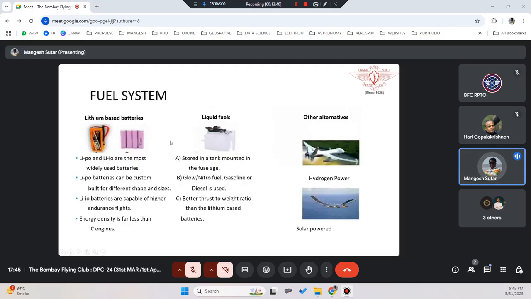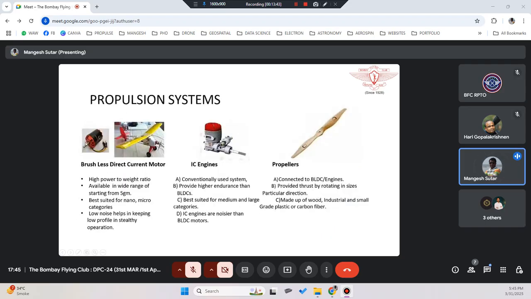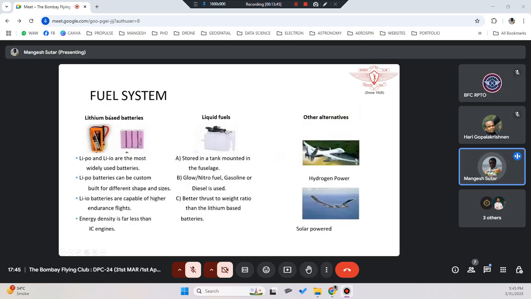Then the fuel system. If you are using a BLDC motor, you will require lithium-based batteries. LiPo or Li-ion are the most widely used batteries. LiPo batteries can be custom built in different shapes and sizes. LiPo batteries are capable of higher endurance flights, lithium-ion basically. Energy density is far less than IC engines. You can use this for small aircraft, considering the type of flight you want to do, maybe surveillance or something else.